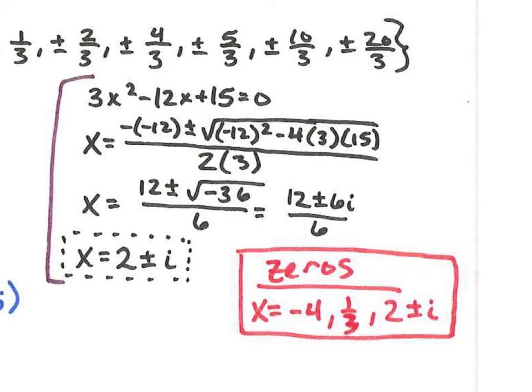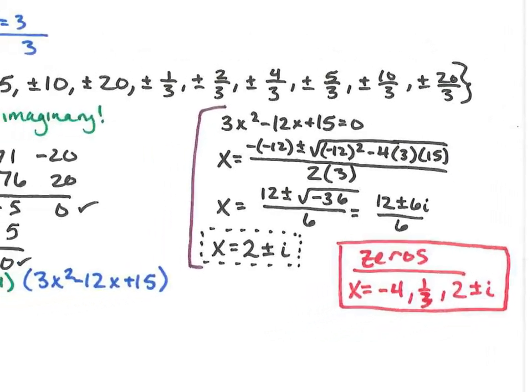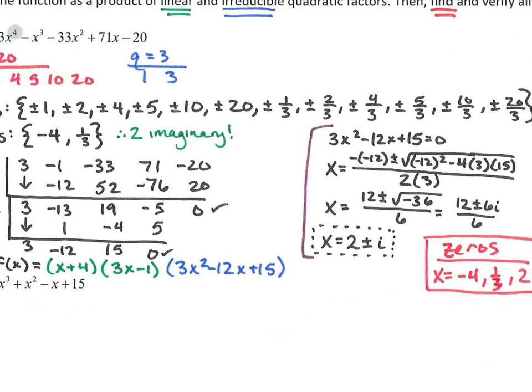So all of my zeros, the 2 that I found that are real from the P's and Q's, negative 4 and 1/3, and the zeros that I found that were not real, 2 plus or minus I. That's the big kahuna. That's the big kahuna type of problem that I could ask you to do for these notes for this lesson. We're finding all of the zeros for any polynomial possible.